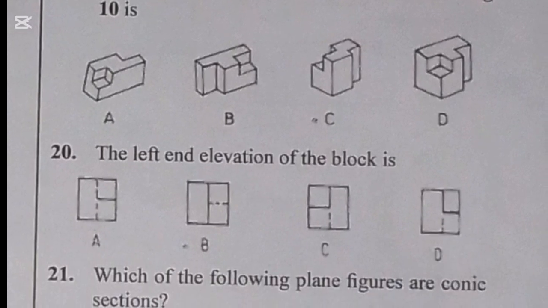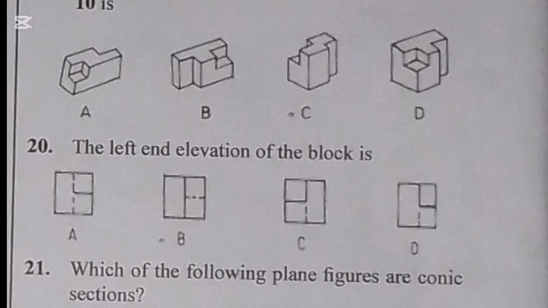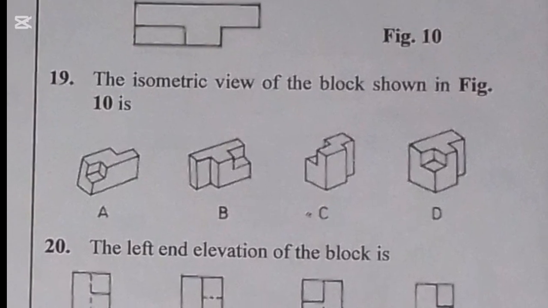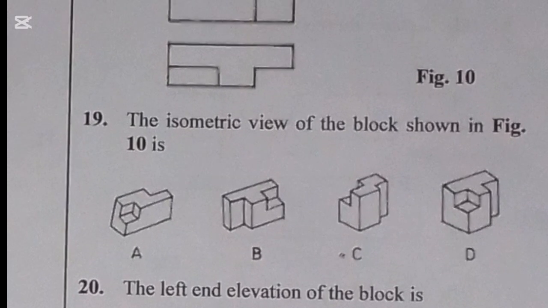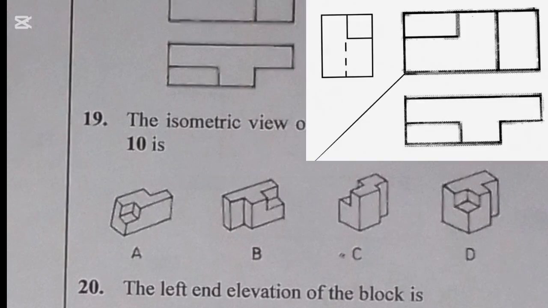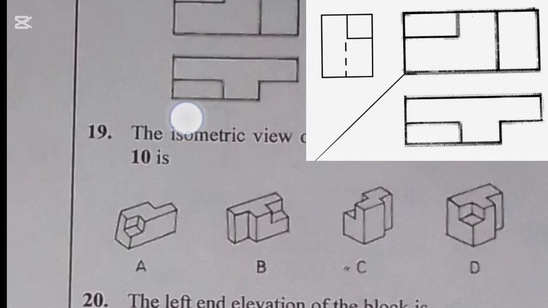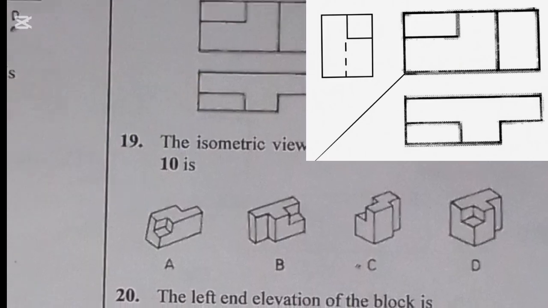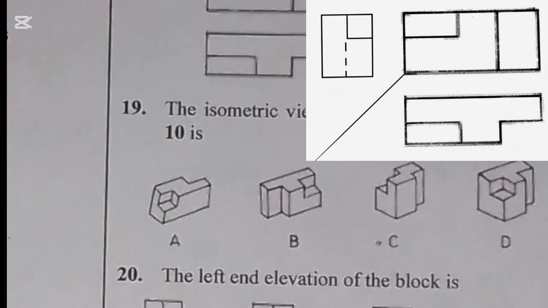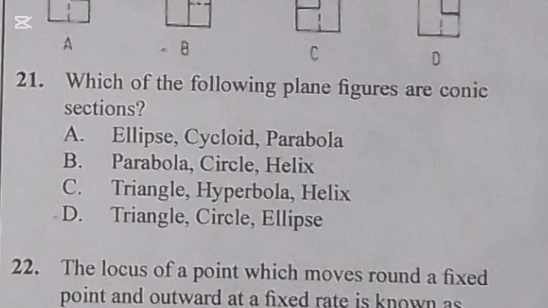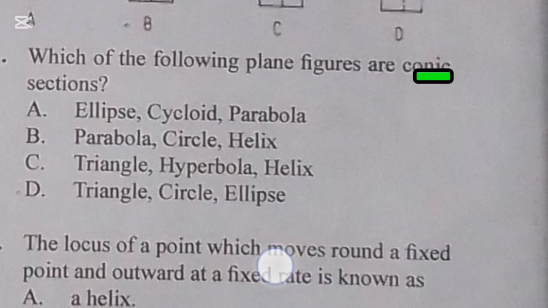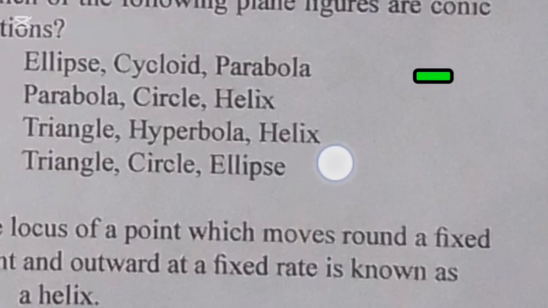Then question 20, the left hand elevation of the block. Now how do you get that? All you need to do is, from this front view here, project a line at angle 45. Then you project an extension line from each of these points here, and you make the extension line intersect the line drawn at 45. So we are going to be having option D. Option D for question 20 will be the perfect answer.